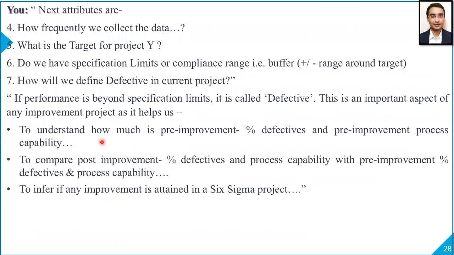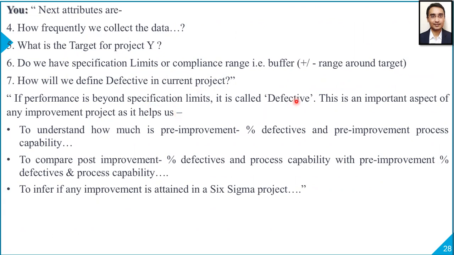Fourth, how frequently do we collect the data? Fifth, what is the target for project Y? Sixth, do we have specification limits or a compliance range, that is a buffer plus minus range around target? And seventh, how will we define defective in the current project? If performance is beyond specification limit, it is called defective.